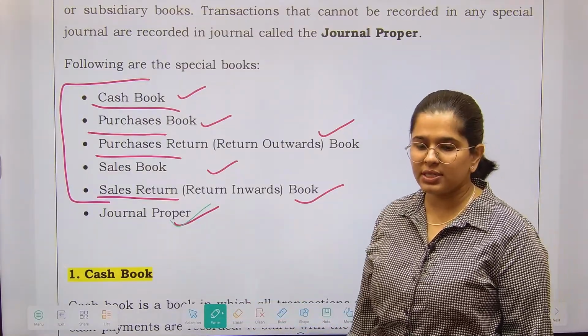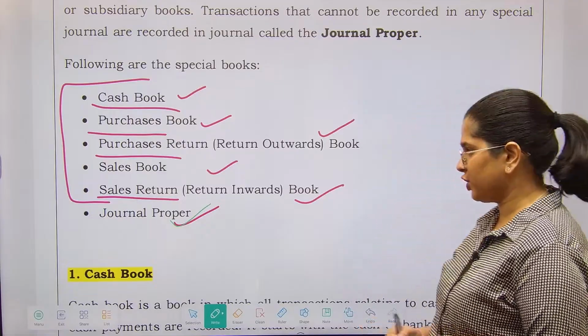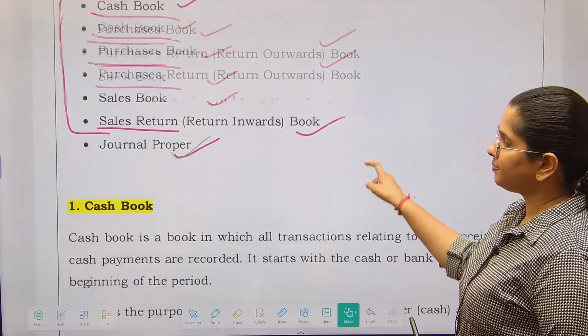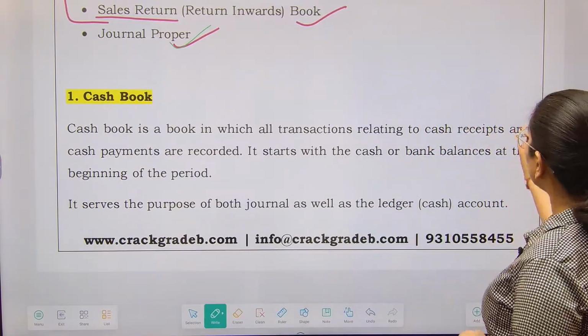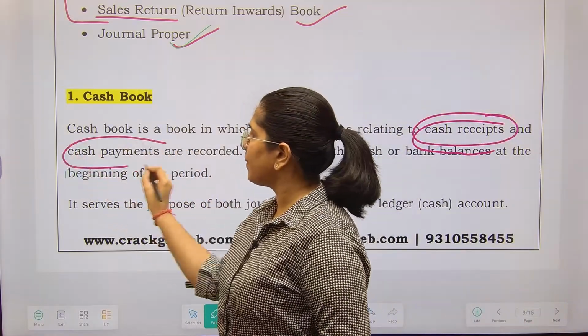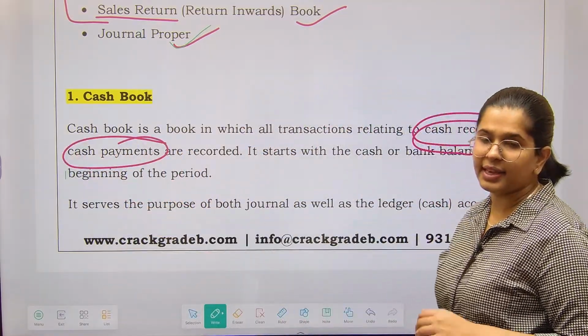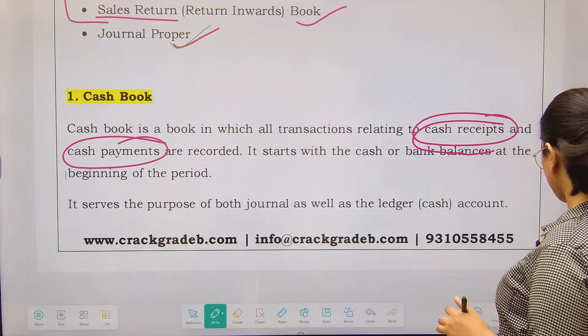So this is the classification of the books. Cash book: all the transactions related to cash receipts and cash payments are recorded in the cash book. All transactions of cash receipts and cash payments.